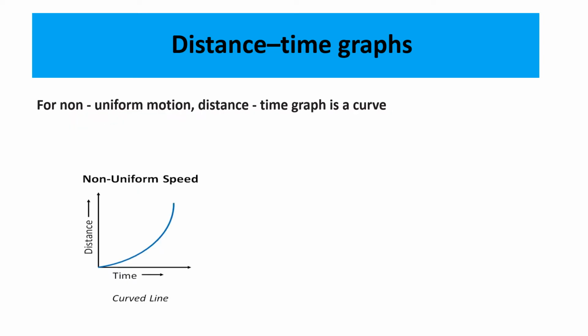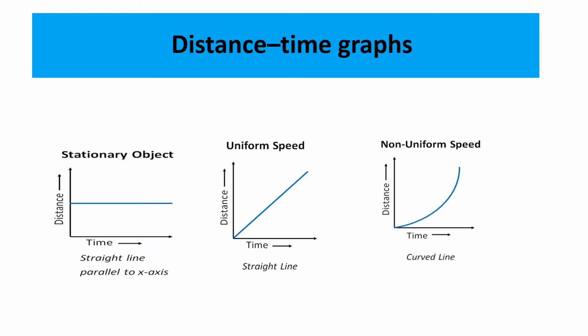For a non-uniform motion, you will get a curved line instead of a straight line. This curved line indicates that the speed is not uniform. It is a non-uniform motion. Now we know the distance time graphs: the distance time graph for a stationary object, for a body moving with uniform speed, and for a body moving with non-uniform speed.